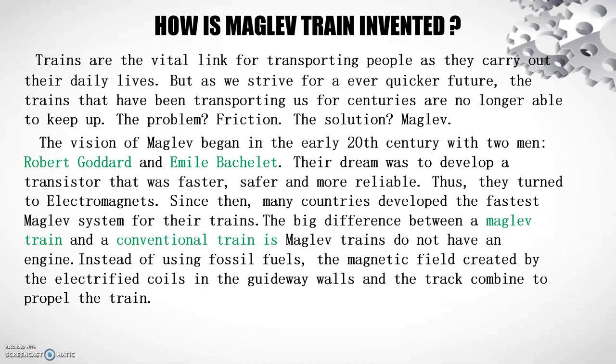So, what is a maglev train? The big difference between a maglev train and a conventional train is that maglev trains do not have an engine, at least not the kind of engine used to pull typical train cars along steel tracks. The engine for maglev trains is rather inconspicuous. Instead of using fossil fuels, the magnetic field created by the electrified coils in the guideway walls and the track combine to propel the train.